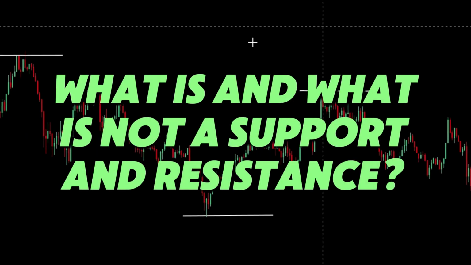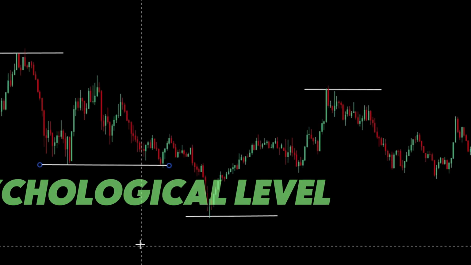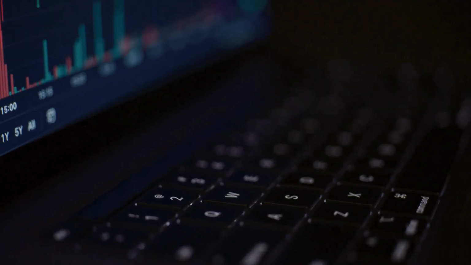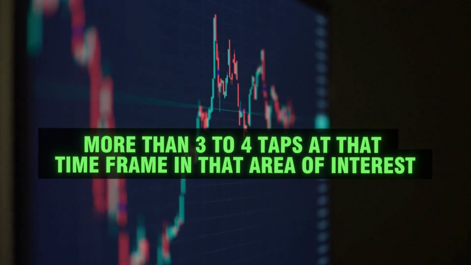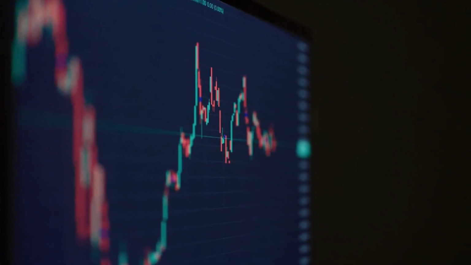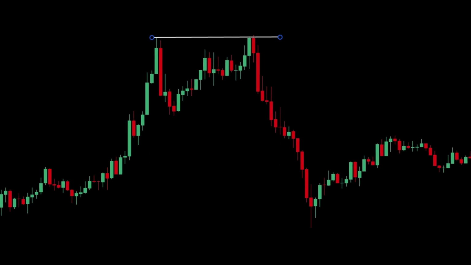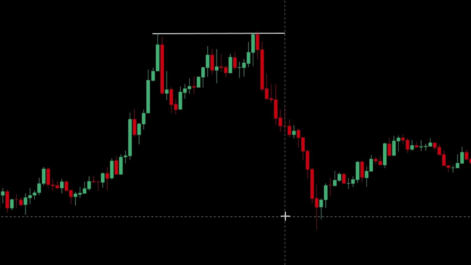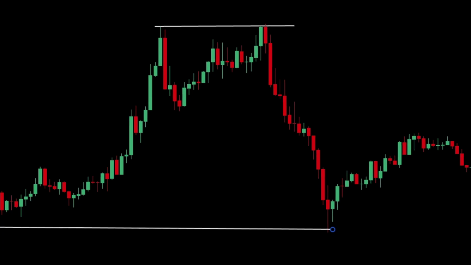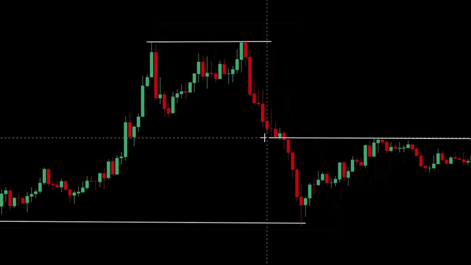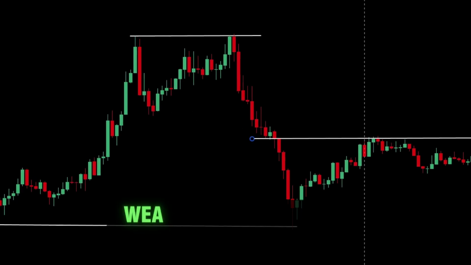So, first of all, a very simple example of a psychological level is literally you go to the chart, you find whatever currency pair you're trading. Next is a strong area of interest. A strong area of interest is when you have more than 3 to 4 taps at that time frame in that area of interest. The stronger the area of interest, the more taps, meaning the more rejections, meaning the more it's respected. Meaning once price gets to that, the odds of you winning that trade are a lot more in your favor, because in the past, it's done it more times than not, and the further you go back into the chart, and the more taps and rejections it has, the better.